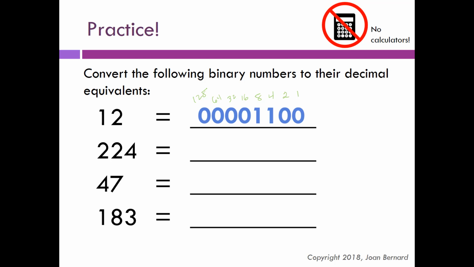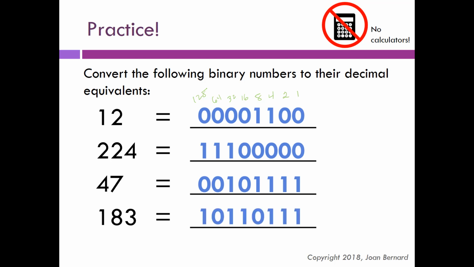That's just a good recheck after you get your answer to make sure you've got the correct binary equivalent. All right, 224, your answer should be 111 00000. So 3 ones followed by 5 zeros. 47 is 0010 1111. And 183 is going to be 1011 0111.